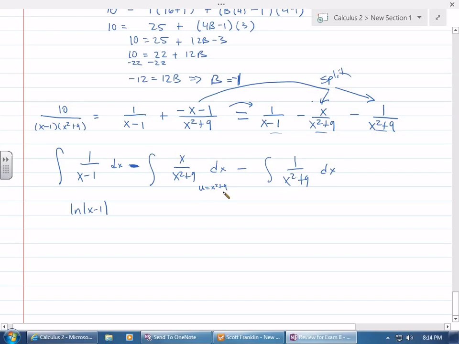u is x squared plus 9, du is 2x dx. So put in a 2, take out a 1/2. There's your du. There's your u. This becomes the integral of 1 over u, which is the natural log of u, and u is x squared plus 9. Did a few steps in one right there, but that's just using substitution to integrate that. Hopefully by now it's not completely foreign to you.